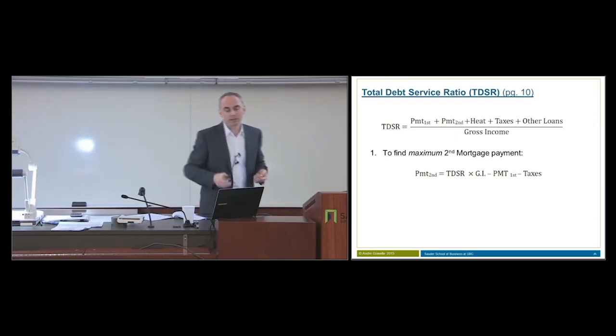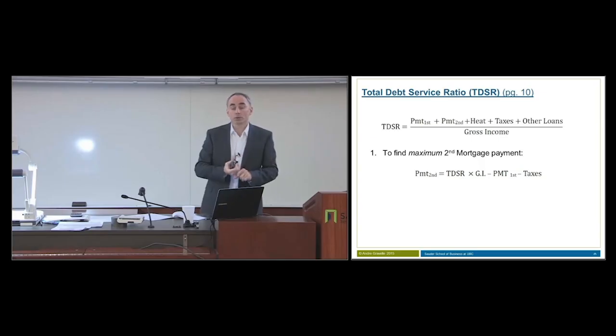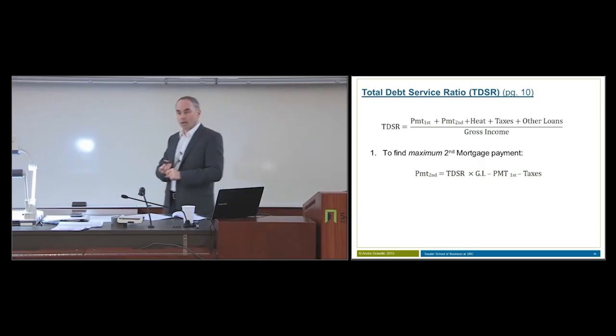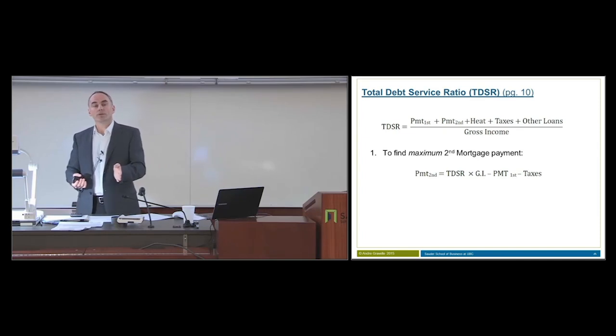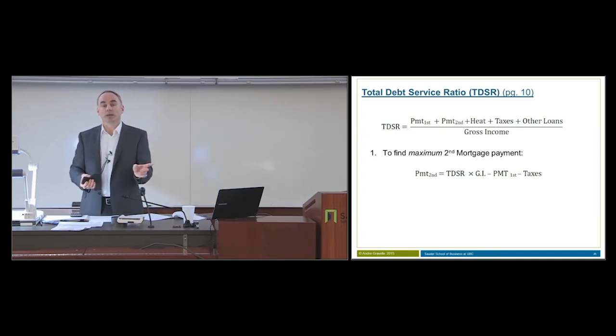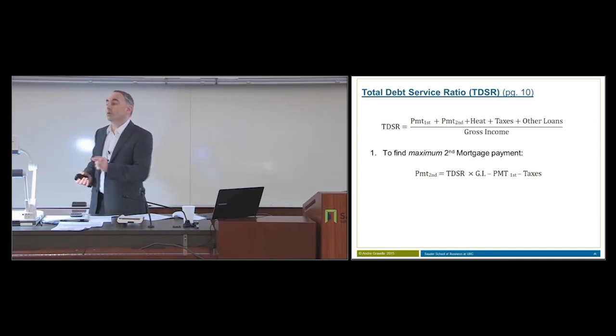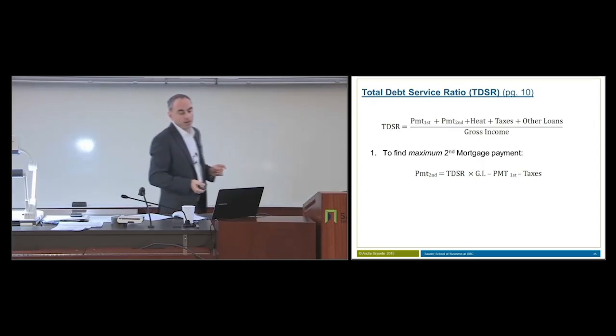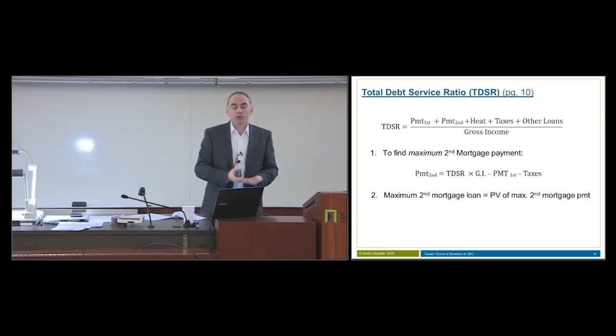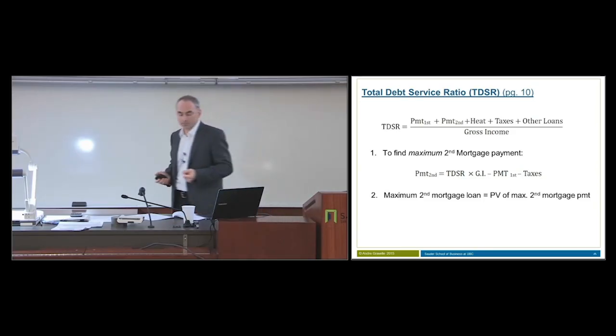And I've simplified it a little bit. So the payments you're making on your second mortgage loan are equal to the total debt service ratio times gross income minus the payments you're already making on your first mortgage loan, which are the annual payments, minus your annual property taxes. The maximum second mortgage loan will equal the present value of the maximum second mortgage loan payment, just like it was for the first mortgage loan. Nothing different.